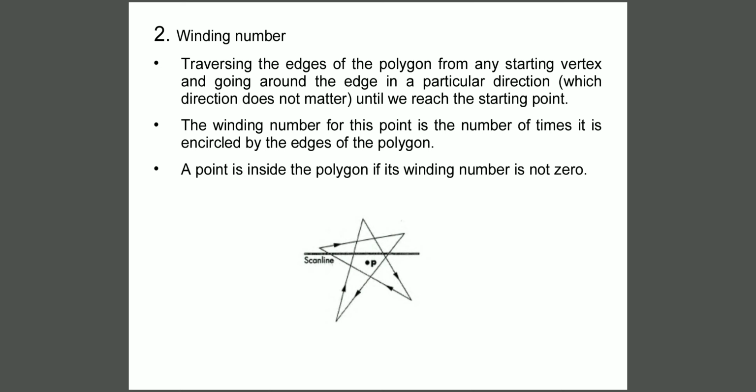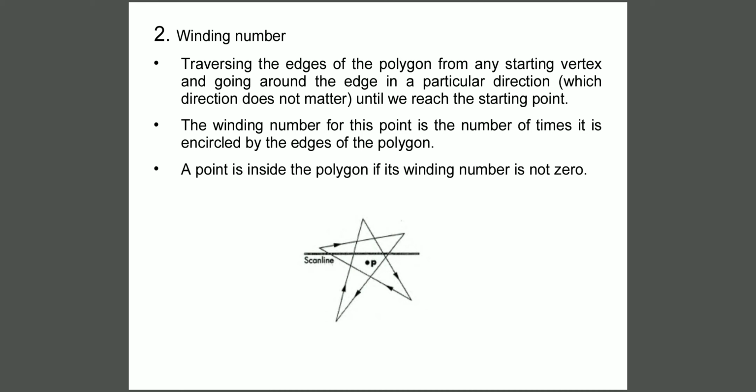The first step is, by selecting a starting point, we need to traverse all the edges of a polygon until we reach the same starting point. Then, how to calculate the winding number for any point or pixel inside a polygon: the winding number for this point is the number of times it is encircled by the edges of the polygon.